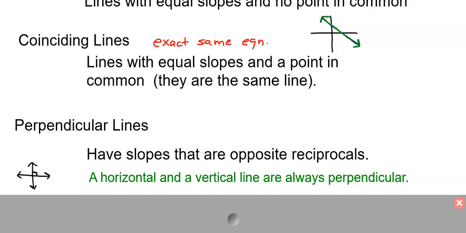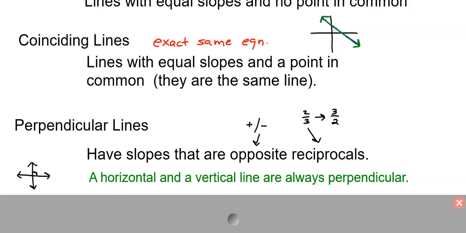Okay? When you're talking about slopes and this opposite reciprocal thing, opposite means change the sign. So if your first one is positive, your other one would have to be negative. Reciprocal means if you have a fraction, say 2/3 as a slope, the reciprocal of that would be 3/2. So you basically flip-flop your numerator and denominator.